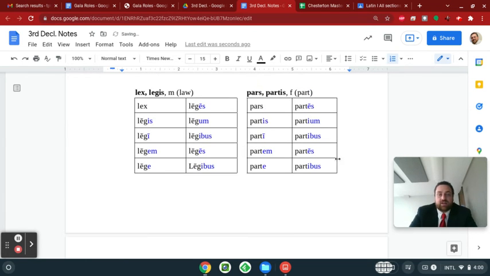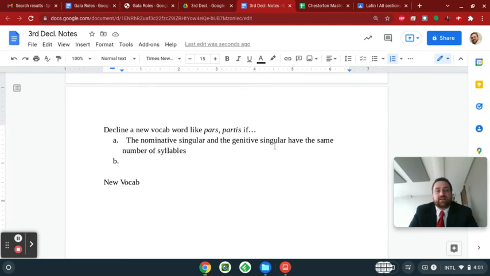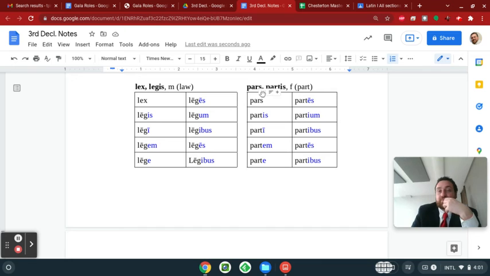And so let's see, does pars partus have the same number of syllables? Pars, one syllable. Partus, two syllables. They don't have the same number of syllables. Well, then it must be whatever this reason B is. That's probably the reason that we decline pars partus the way we do, a little differently with the ium.